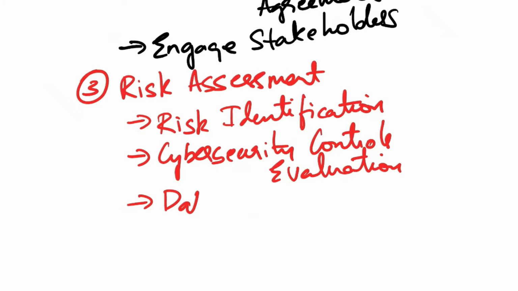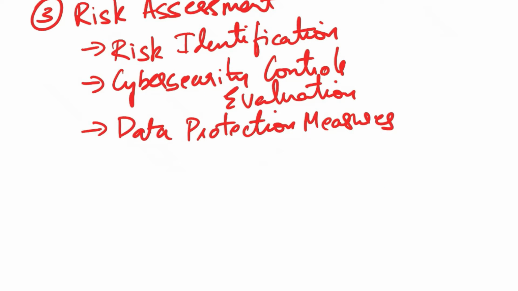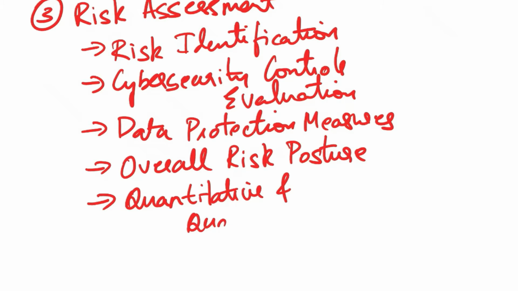Next one is data protection measures. Examine the third party's data protection measures, including data encryption, secure storage practices, and mechanisms for ensuring the confidentiality, integrity, and availability of data. Next, overall risk posture. Evaluate the third party's overall risk posture by considering the combination of identified risks, the effectiveness of controls, and the potential impact of a security incident on your organization. Next, quantitative and qualitative assessment.